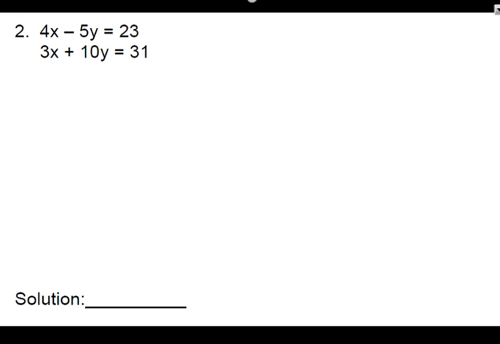Example number 2. Here in example number 2, I look at my variables. I have a 4x and a 3x. Then I have a -5y and a positive 10y. I'm going to make my y variable eliminate because 5 goes into 10. So I can multiply my top equation by 2. My bottom equation is going to stay the same.